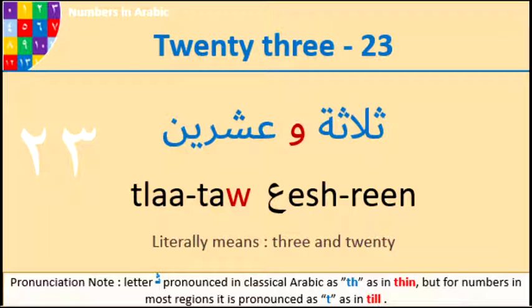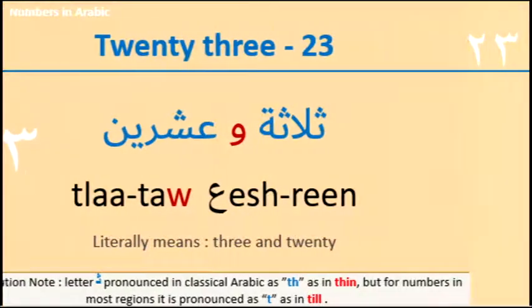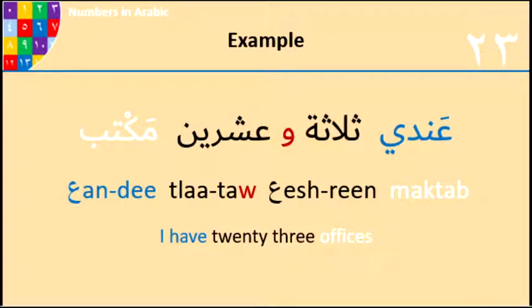23. 23 literally means 3 and 20. For example, عندي 23 مكتب. I have 23 offices. عندي 23 مكتب.